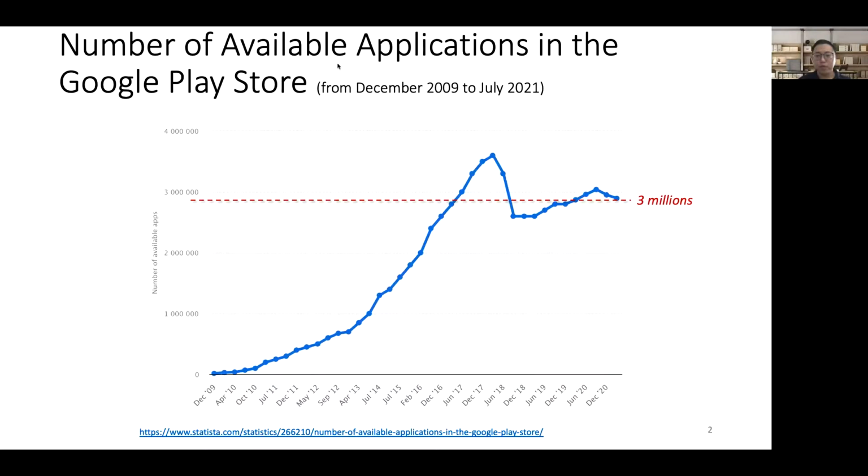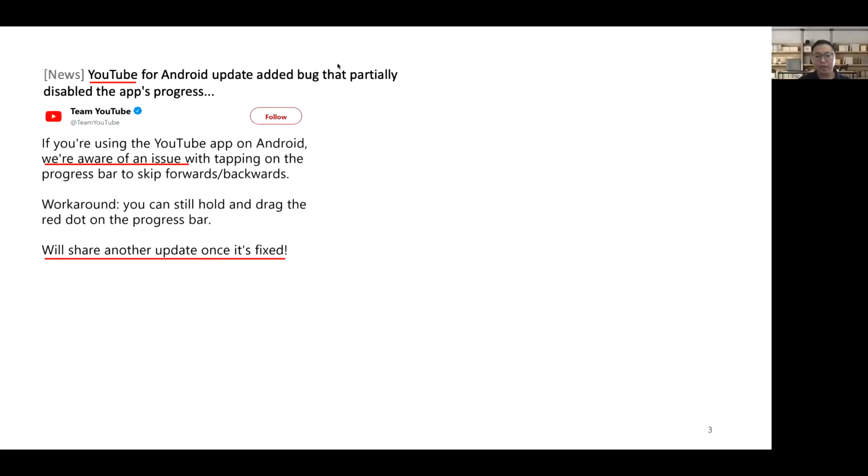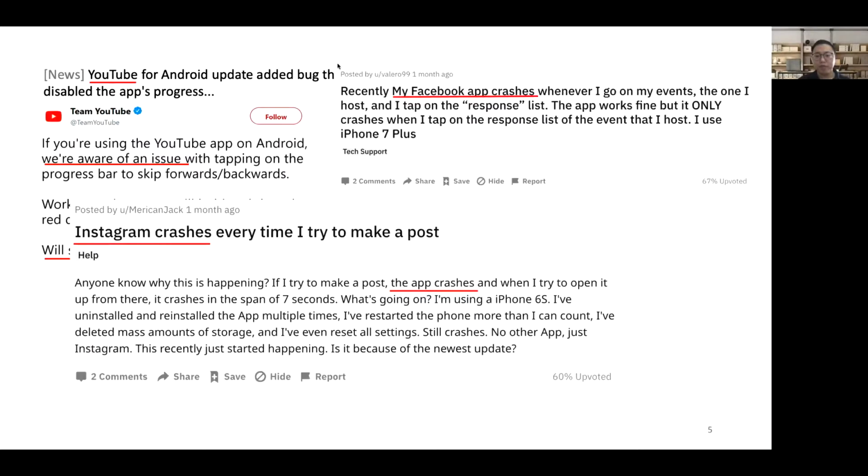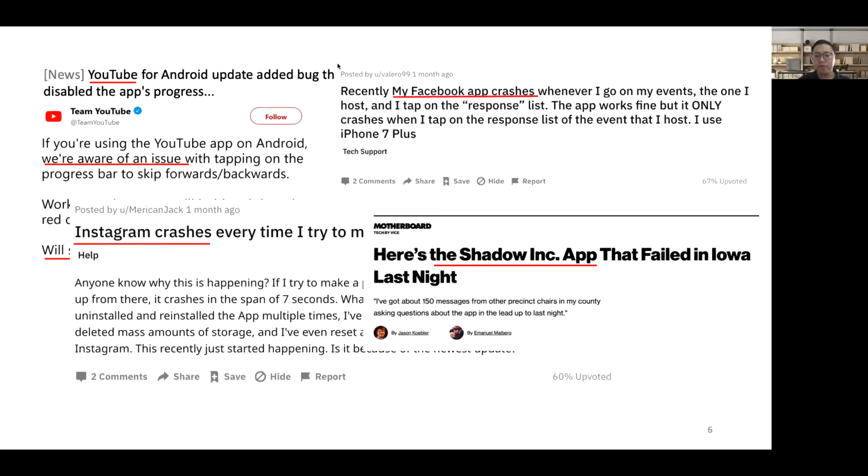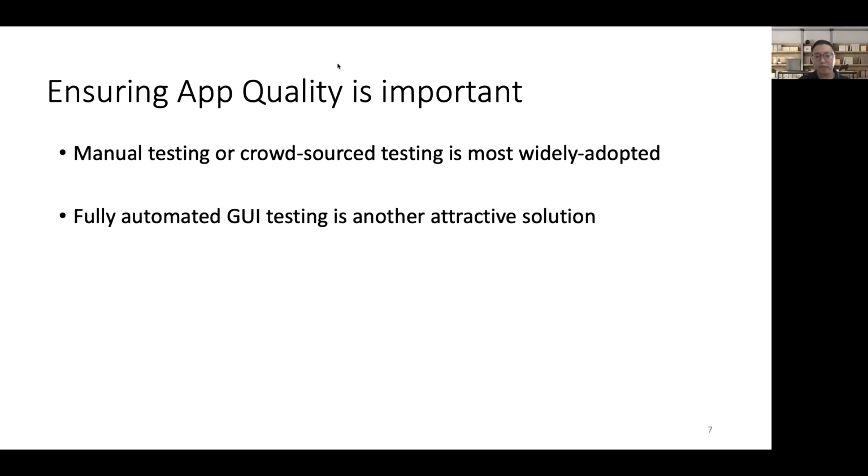As we all know, mobile apps are ubiquitous. Take Android apps as an example. On Google Play, over 3 million apps have been released by many different app companies. However, even well-known apps like YouTube, Instagram, and Facebook may suffer from various quality issues like crashes and incur many user complaints. Thus, ensuring app quality is important.